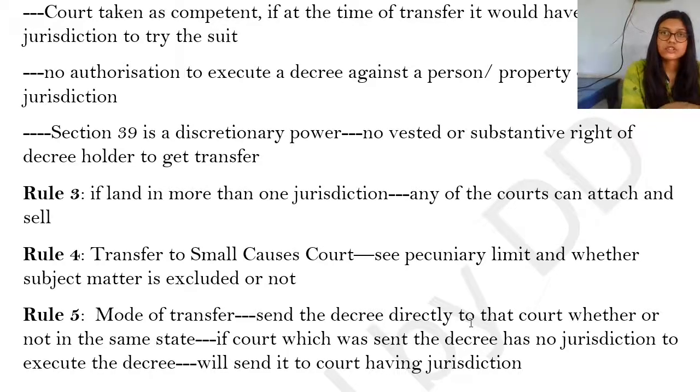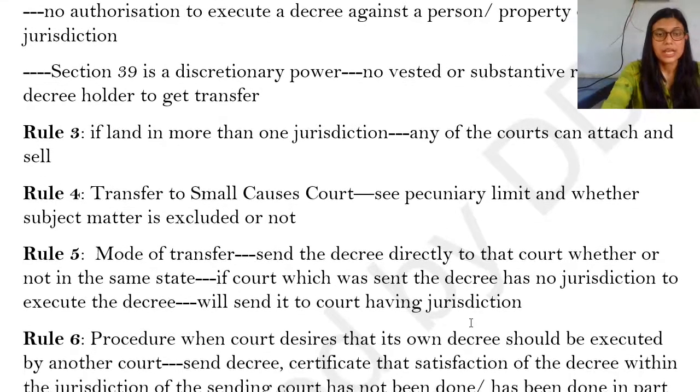Now, rule number 4 is talking about when you have to send it to a small causes court. You'll first see whether the pecuniary limit of whatever you want to transfer comes within the pecuniary limits of the small causes court or not, and whether the subject matter is such that the small causes court can deal with it. Now, rule number 5 is saying how do you transfer it? It is the mode of transfer.